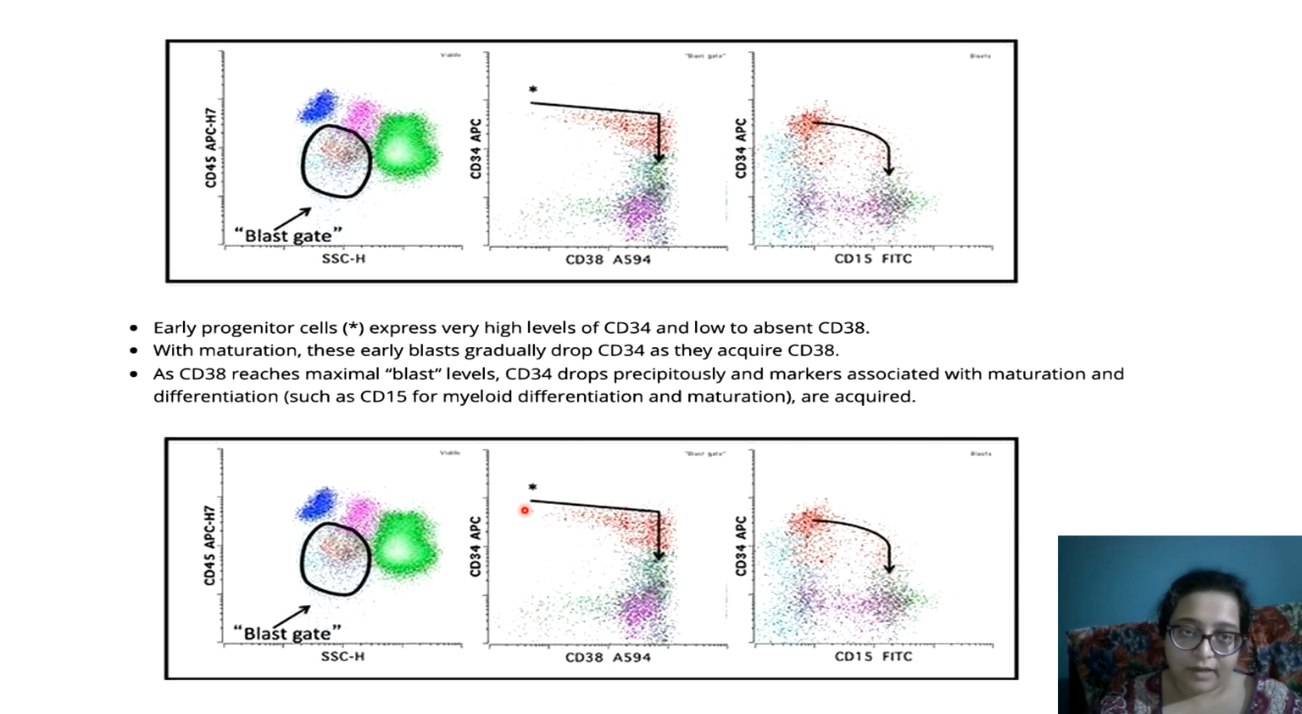Now if you see this graph, over here, can't you see that CD34 is reduced and CD38 has increased? CD38 is here. On CD34 there are hardly any red dot events, very few. It means now this is acquiring maturity. So you compare it with this. Here the maturity has not come as much as it is coming here. Compare it with this.